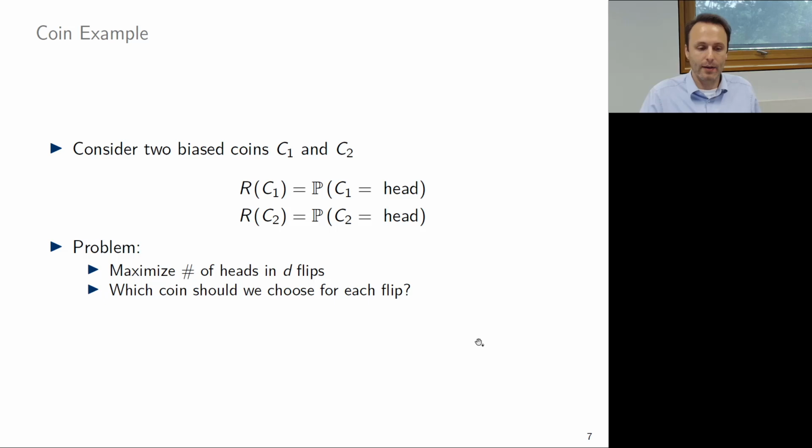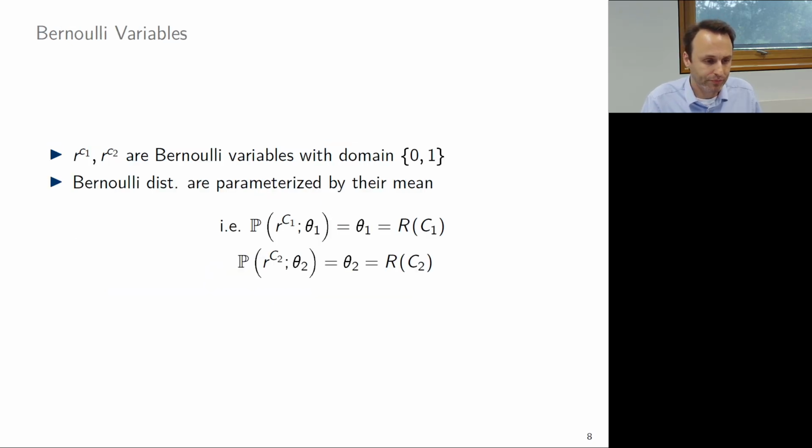Now consider a coin example. We have two coins. We don't know the success rate, or the rate with which they show head. So we model the average number of times that coin 1 shows head as this probability, and for coin 2 as well. We want to maximize the number of heads in D flips. So which coin should we choose? The one that is better, but we don't know that, so we need to learn it.